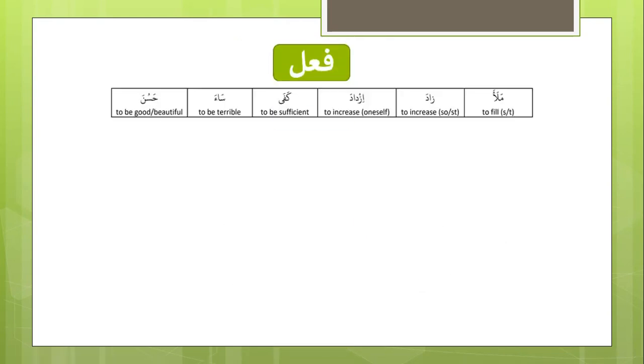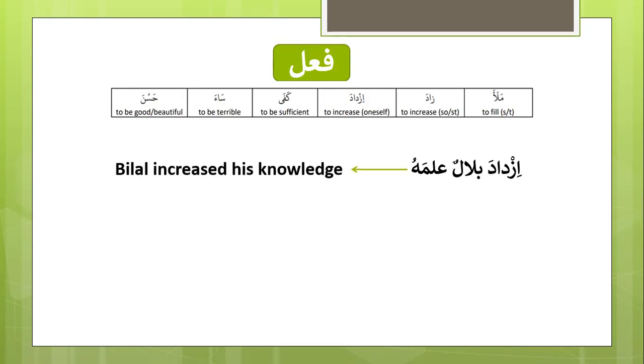Let's come to fail now. So these are the fail that we are talking about. Izdada Bilalun ilmahu. So Bilal increased. If you remove ilmahu, you will see izdada Bilalun, which means Bilal increased. But what did he increase in? So over here, Bilal increased his knowledge.